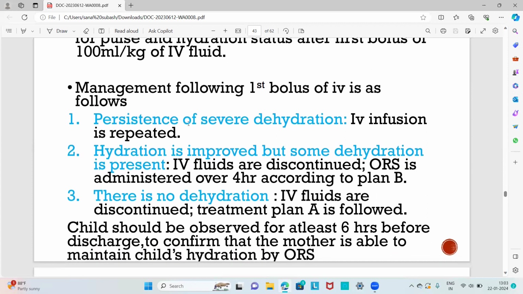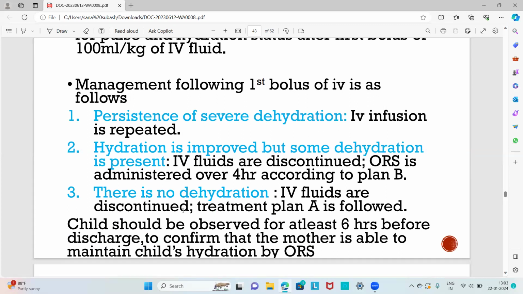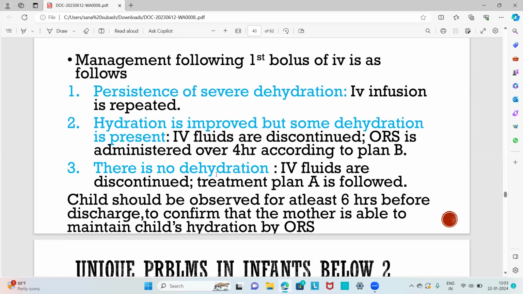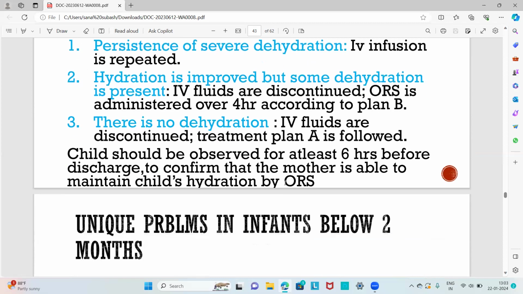If there is persistence of severe dehydration, the IV infusion is repeated. But if the hydration is improved but some dehydration is present, IV fluids are discontinued and ORS is administered over 4 hours according to Plan B. That is, the severe dehydration is relieved and some dehydration remains, so it is treated according to Plan B. And if there is no dehydration, IV fluids are discontinued and treatment Plan A is followed.